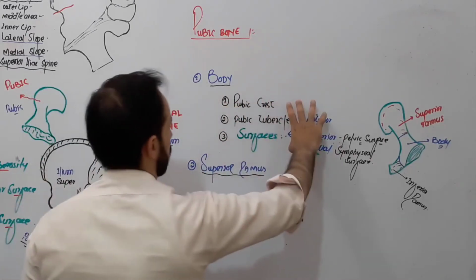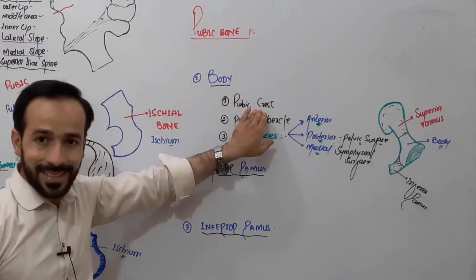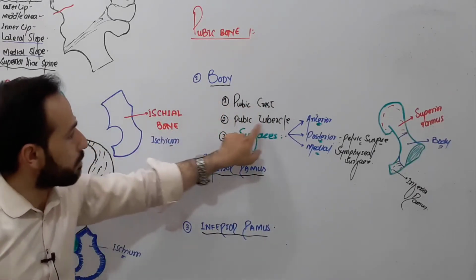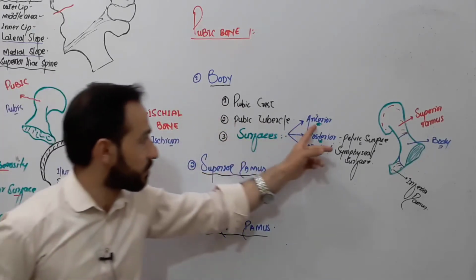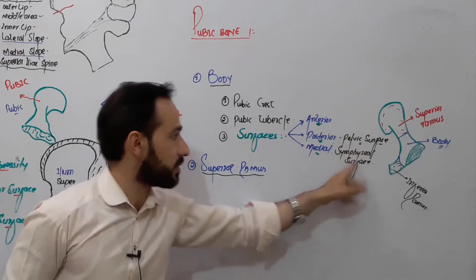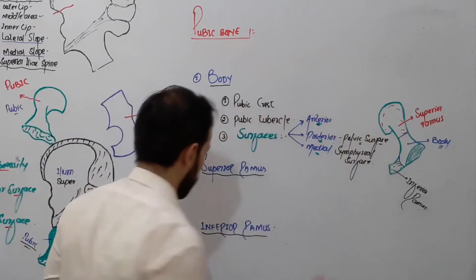So these are the important parts of the body. The body has a pubic crest, which I will show you there. The body has a pubic tubercle, which we will see. And the body has 3 surfaces: the anterior surface, the posterior surface, and the medial surface. Okay, friends, we will see them there.